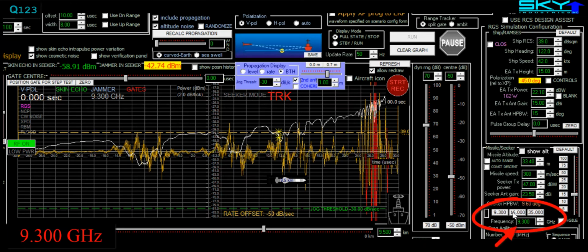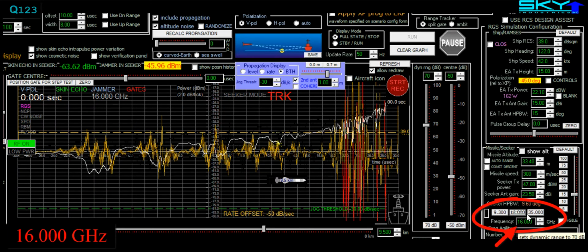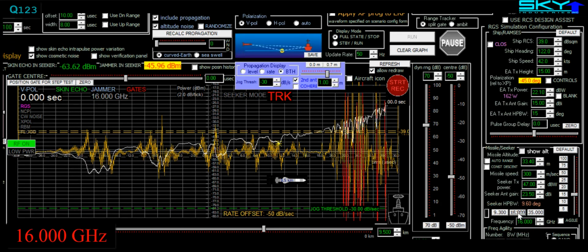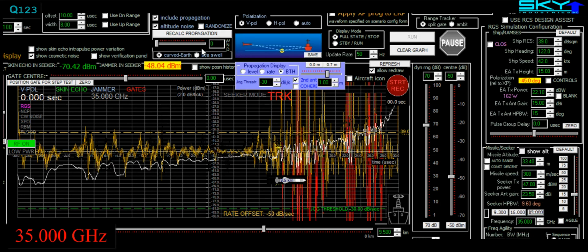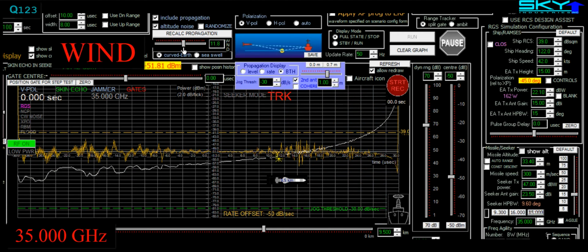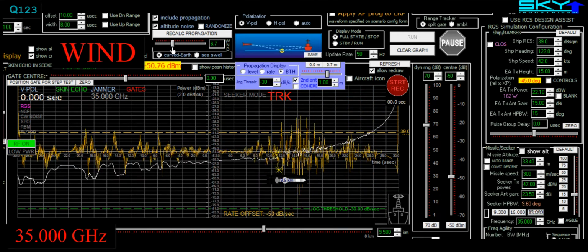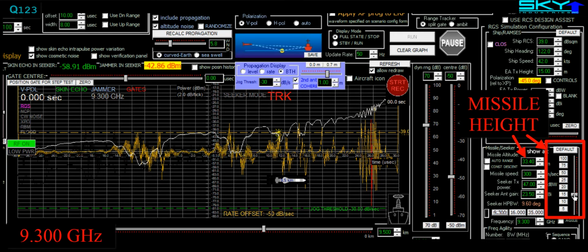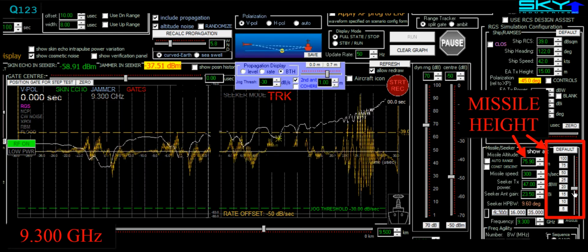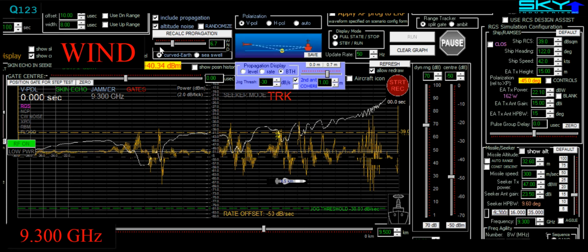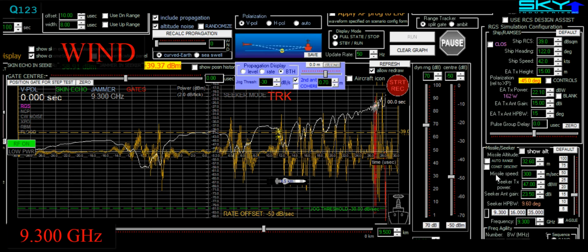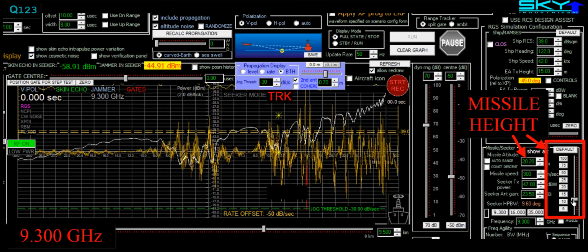Now let's take a look at what happens if we change frequency. Change wind speed. Change frequency. Change wind speed. Back to X-band, change missile height. Change wind speed. Change antenna separation from 1 meter to 0.7 meters and change missile height.